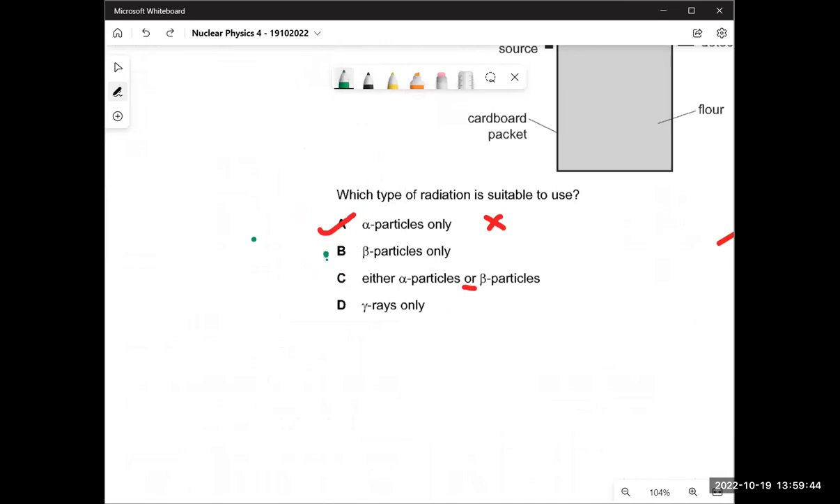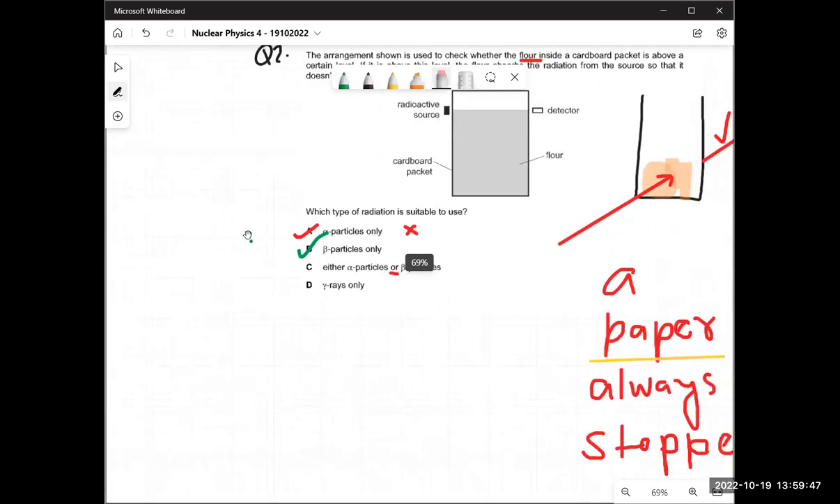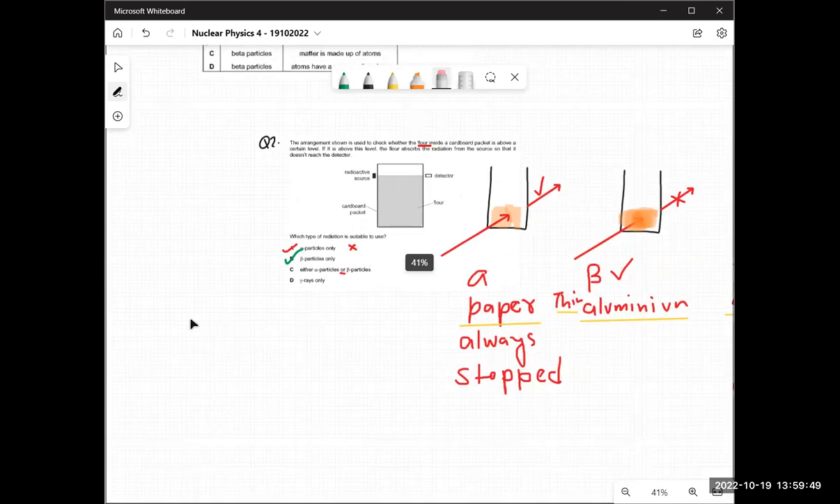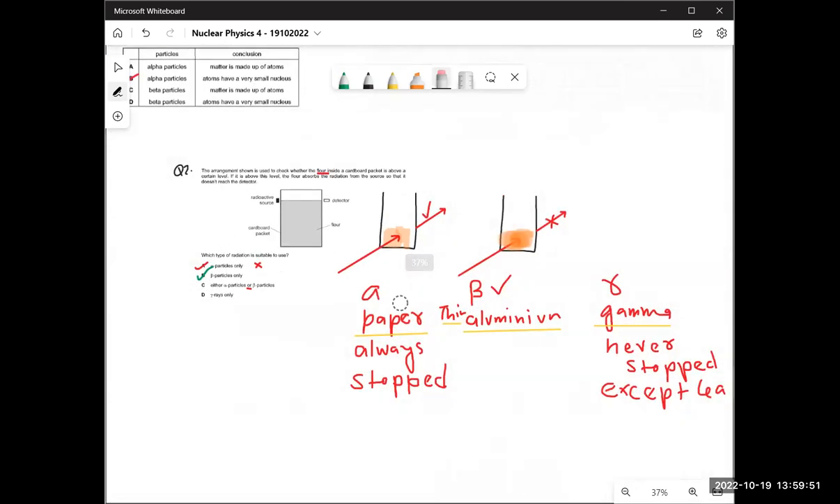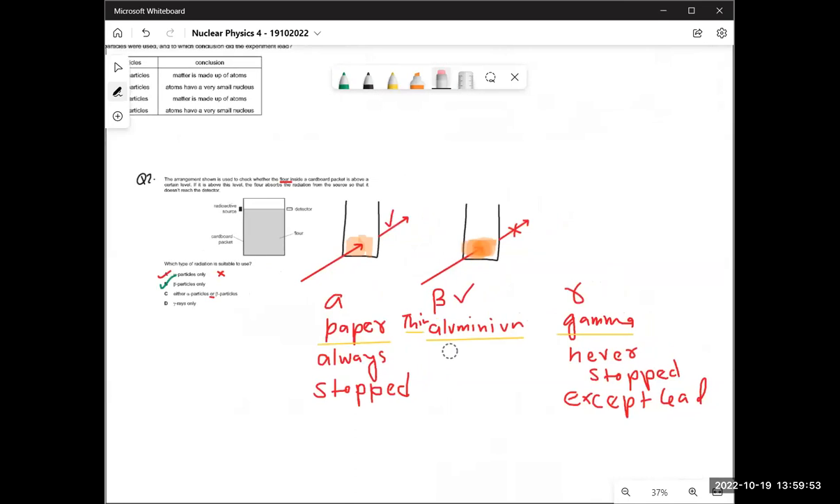So the correct option is beta particles. Is that clear, Ayan? Anas? Yes, sir. I want something that is stopped in one case, but not both. Well, gamma never stops, alpha always stops. So beta is the correct option.